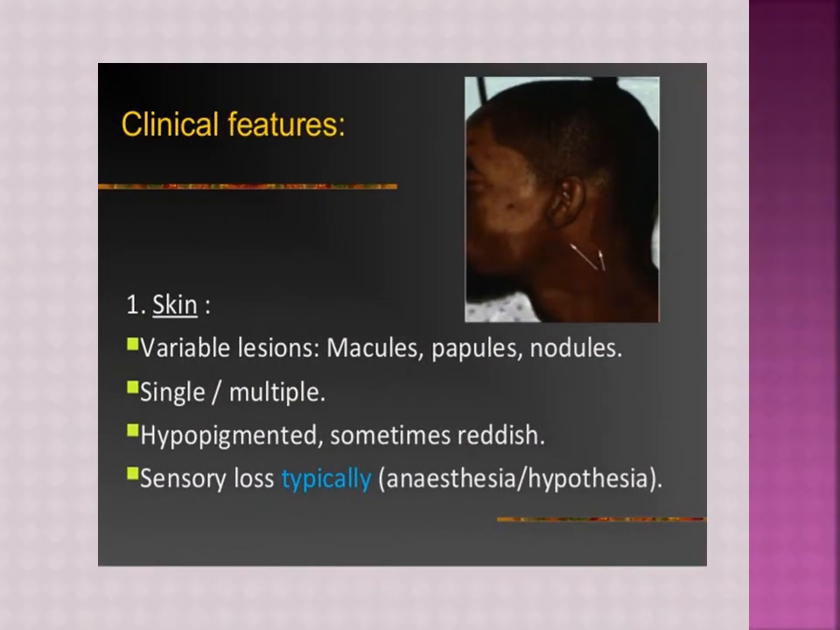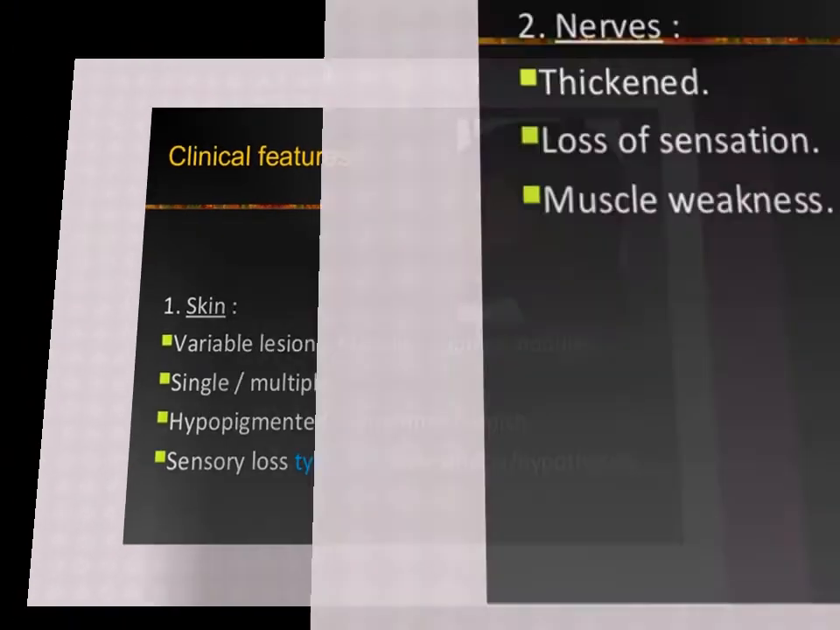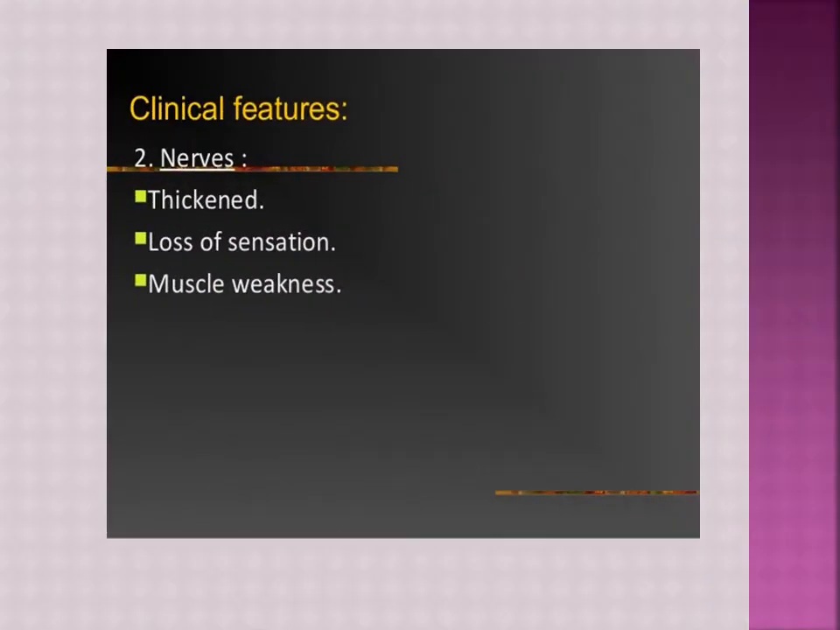Some clinical signs and symptoms of leprosy. In the skin, sores and rashes will be there, or some macules, papules, nodules in the skin, which will be hypopigmented, sometimes reddish. In the nerves, you will get thickened nerves, loss of sensation, there will be no sense, and muscle weakness.